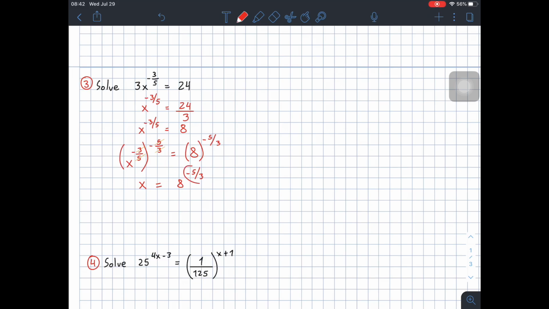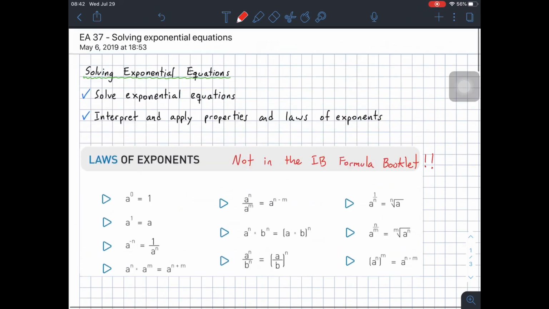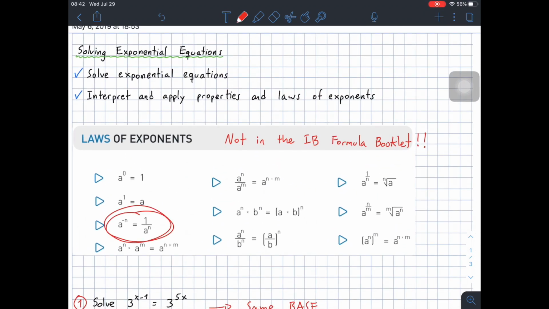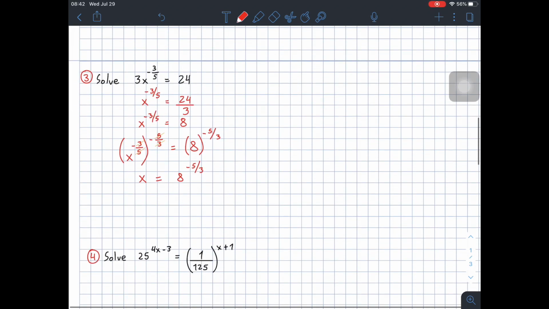If this is to the power of negative 5/3, I can rewrite this by applying this law. I can take the 8 down to the denominator in order to have a positive exponent, right? So I can say that x is equal to 1 over 8 to the power of 5/3. Okay? But I also know that 8 is the same as saying 2 cubed. So there's something I can still do here in order to simplify this a little bit more.